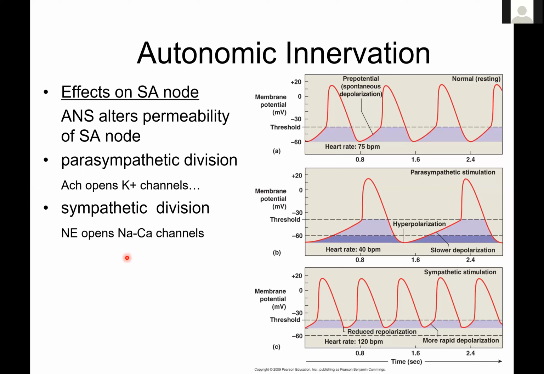Sympathetic division, we have catecholamines, primarily norepinephrine, opening sodium and calcium channels, and both sodium and calcium are higher on the outside of the cell than on the inside. So sodium and calcium are both going to rush into the pacemaker cells and cause the cell to not be able to repolarize as much, but also get back up to threshold much more quickly.